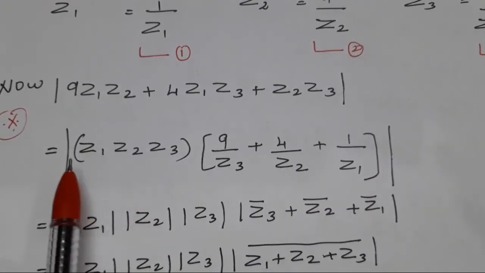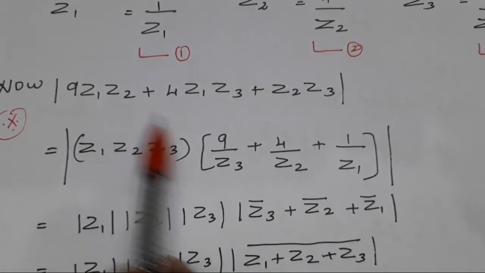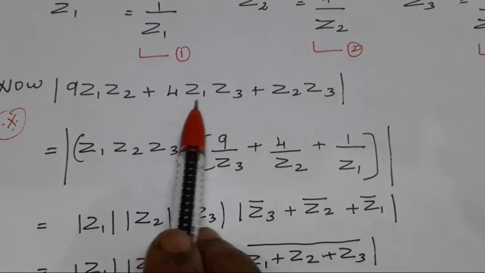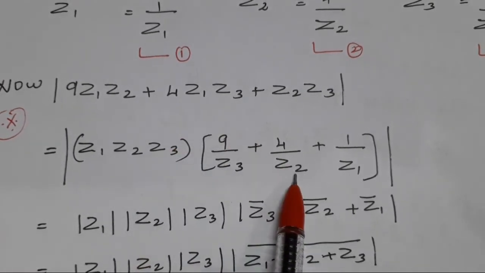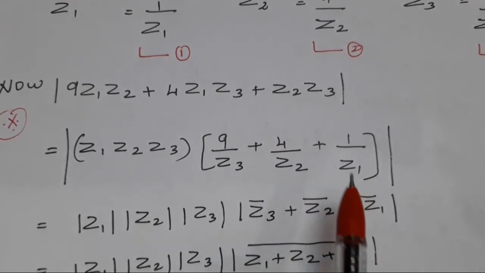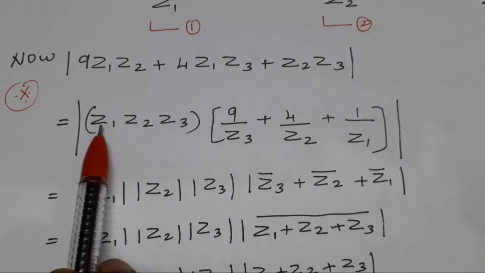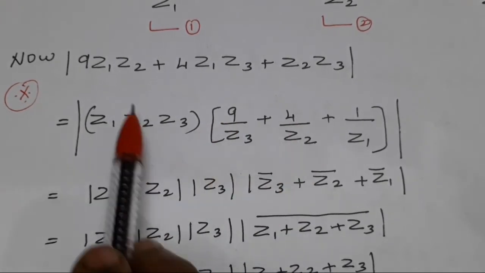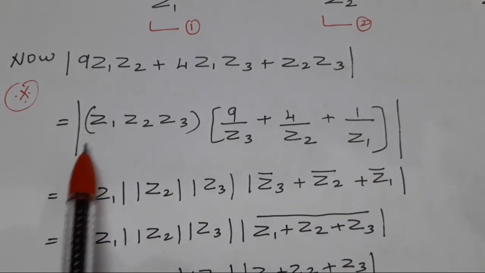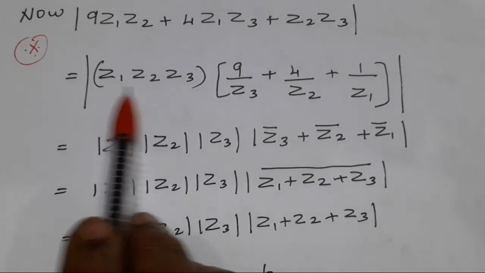It's a very important step. Z1, Z2, Z3 is taken common. Z1 and Z2 are having, and Z3 is missing. So 9 by Z3 plus what? 4 by Z1 Z3 is having, Z2 is missing, divide by Z2, plus 1 by Z2 Z3 is having, Z1 is missing, 1 by Z1. So if you multiply, Z3 cancels, and we get 9 into Z1 Z2. Similarly, Z2 cancels, and we get 4 into Z1 into Z3. Here also Z1 cancels, and the balance is Z2, Z3.